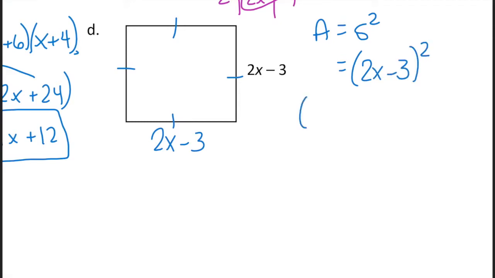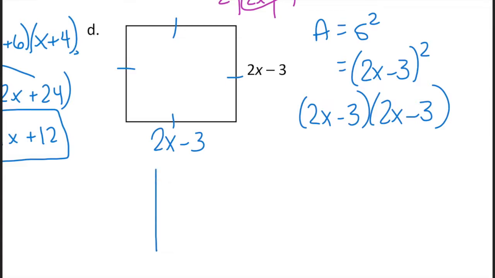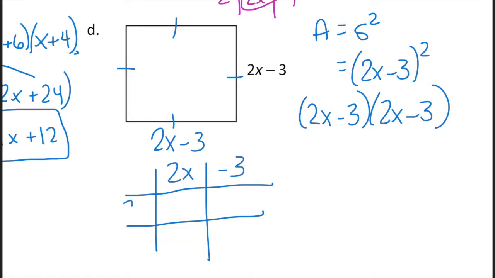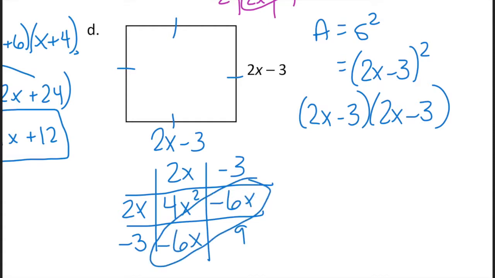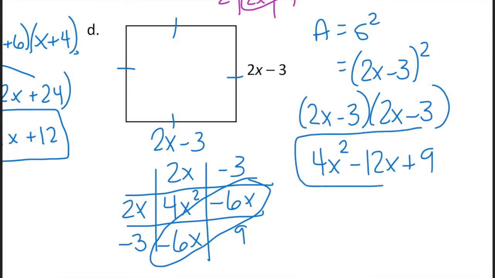So remember, you have to expand this. You cannot just put 4x plus 9, okay? You have to expand it. When you expand it, then you can multiply with the box method. We have 4x squared, negative 6x, negative 6x, and 9. Here are your like terms. So 4x squared minus 12x plus 9. And there's your expression, okay?